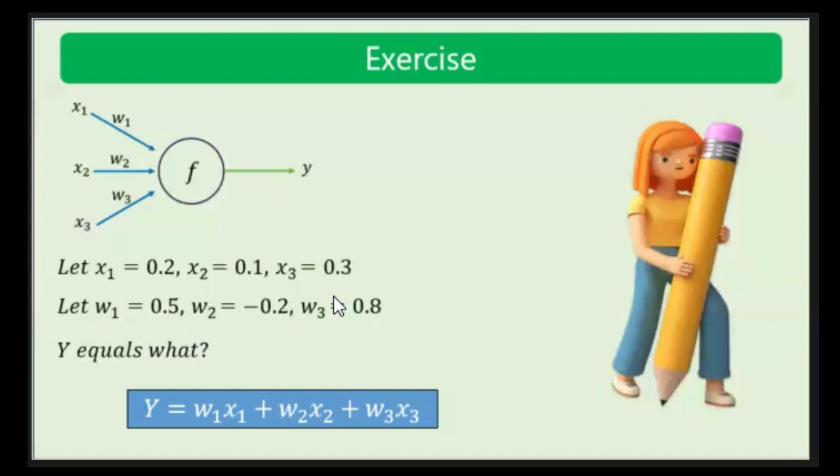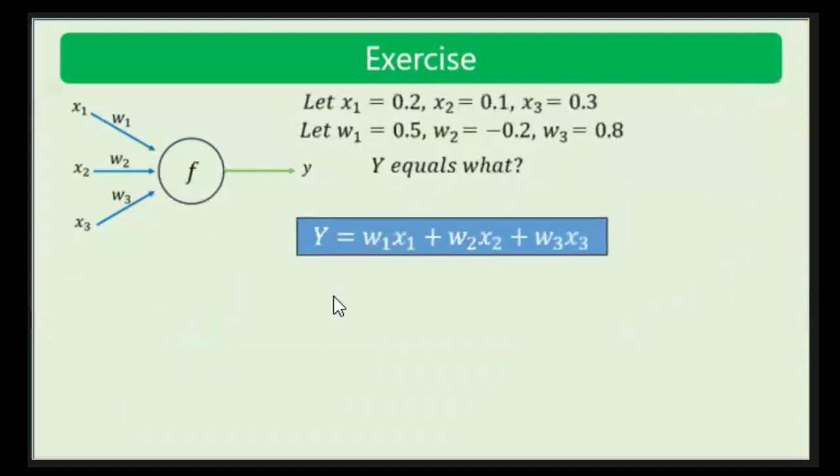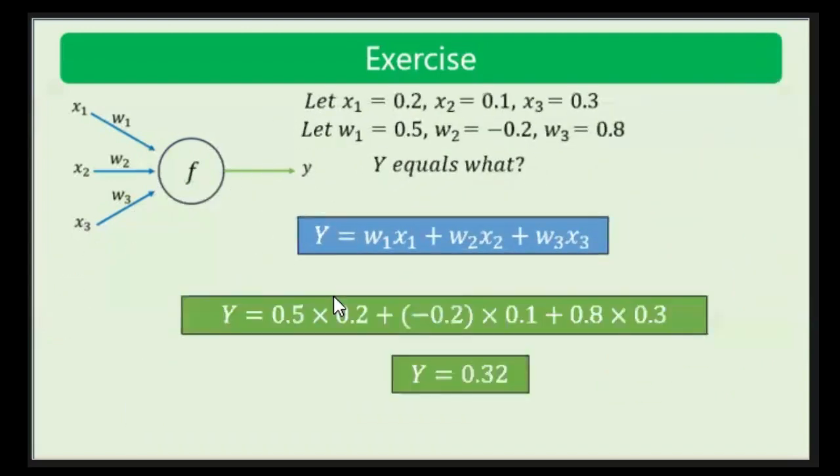And it's simple. So you will find it: 0.5 into 0.2, plus 0.2 into 0.1, plus 0.8 into 0.3. So y is equal to 0.32. So that is the output. So this is how the output is given. Now this output is a single neuron output.